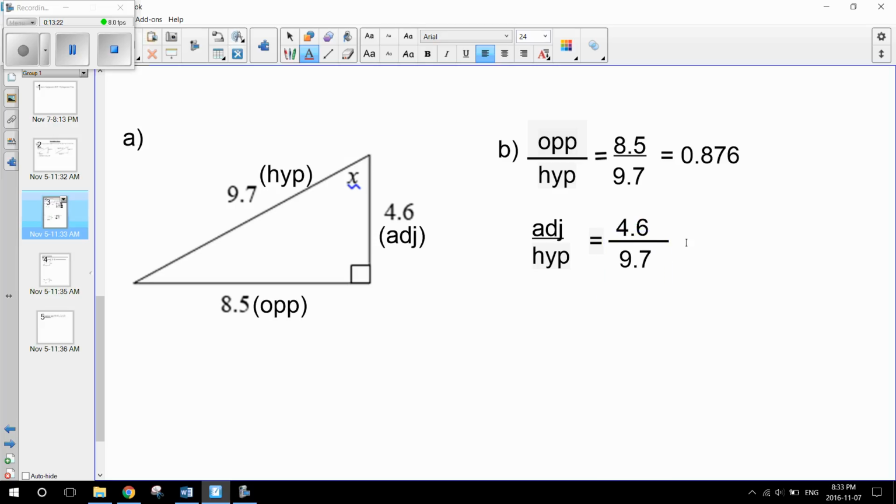And again, we're looking for the decimals, so you're plugging this into your calculator and trying to figure out what those decimal values are. So 4.6 divided by 9.7, and we get 0.474. And again, we're rounding to 3 decimal places, even though there's more in your calculator. Just keep the first 3 decimal places and make sure you remember your rounding rules.